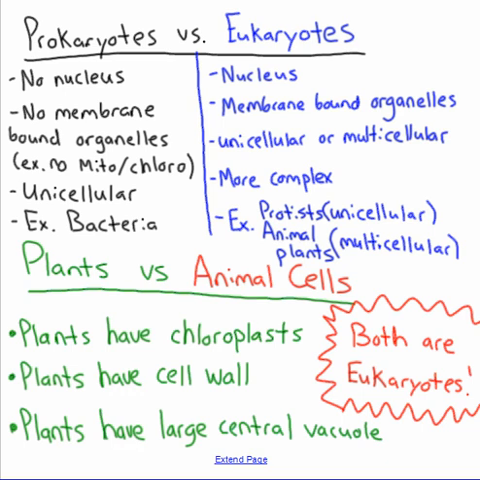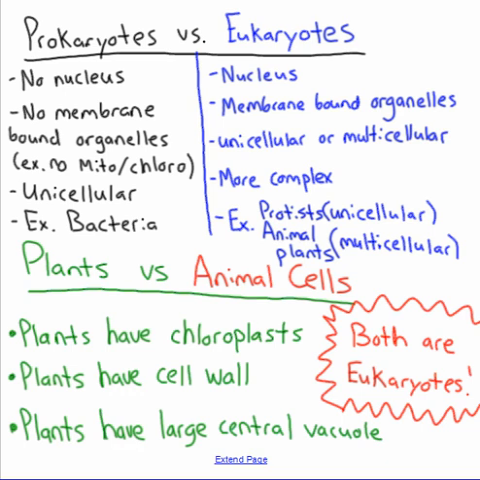Two things I would point out here. Both plant and animal cells, both of them are eukaryotic, so both of them have a nucleus. And then one thing that's not on the board, but I would point out, is plant and animal cells both have a mitochondria. So both of them have a mitochondria. The differences between them are plants have chloroplasts, animal cells do not.